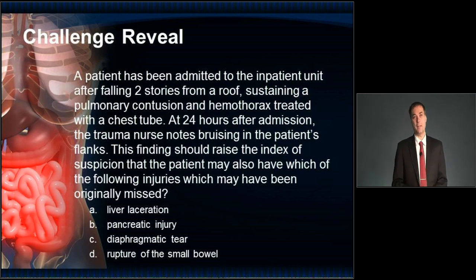A patient's been admitted to the inpatient unit after falling 2 stories from a roof, sustaining a pulmonary contusion and hemothorax treated with a chest tube. At 24 hours after admission, the trauma nurse notes bruising in the patient's flanks. This finding should raise the index of suspicion that the patient may also have which of the following injuries which may have been originally missed. A, liver laceration, B, pancreatic injury, C, diaphragmatic tear, or D, rupture of the small bowel.